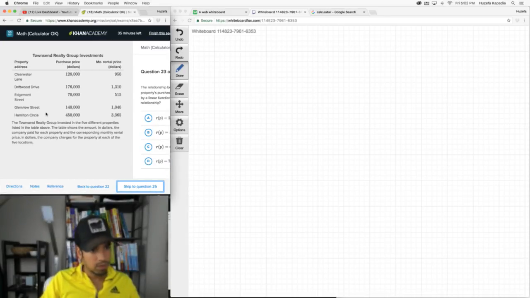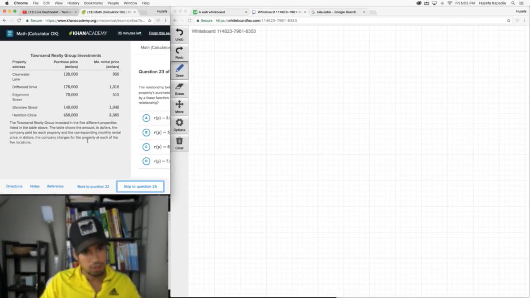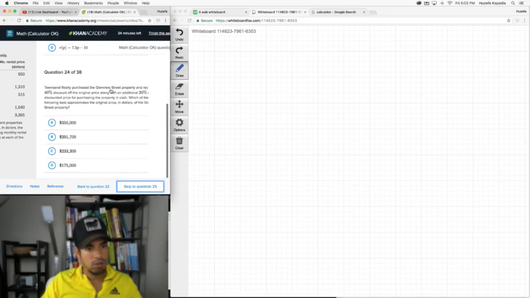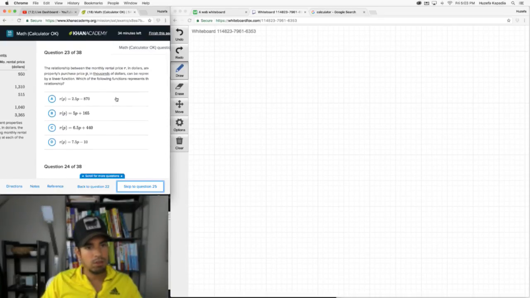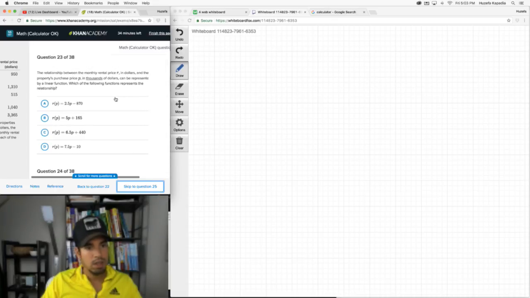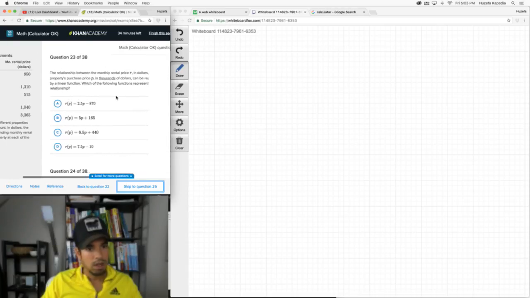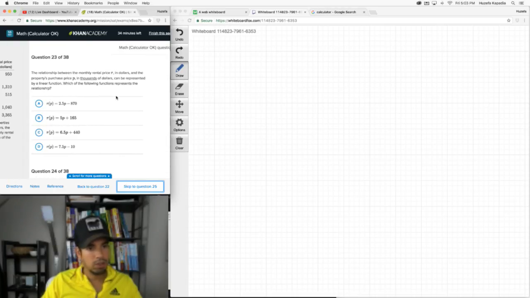Okay. Clearwater Lane, I don't know. The Townsend Realty Group invested in the 5 different properties listed in the table above. The table shows the amount in dollars the company paid for each property and the corresponding monthly rental price in dollars the company charges for the property at each of the 5 locations. All right. So purchase price and monthly rental. Cool. There's 2 questions on this. The relationship between the monthly rental price in dollars and property's purchase price in thousands of dollars, is this in thousands of dollars? Yeah, can be represented by a linear function. Which of the following functions represents the relationship?